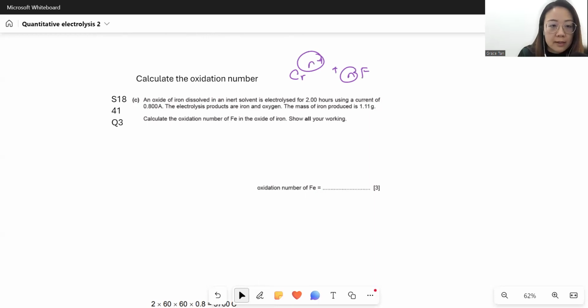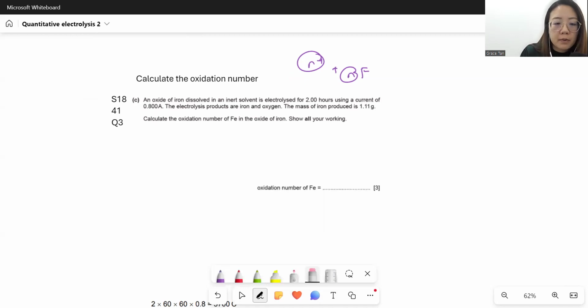An oxide of iron dissolved in an inert solution is electrolyzed for 2 hours using a current of 0.8. The electrolysis products are iron and oxygen. The mass of iron produced is 1.11. Calculate the oxidation number of iron. Now, we don't know what the iron oxidation number is. Maybe it can be Fe3+, maybe it can be Fe2+. So this is iron n+, we do not know how many n electrons to form 1 mole of iron. So that is the relationship.